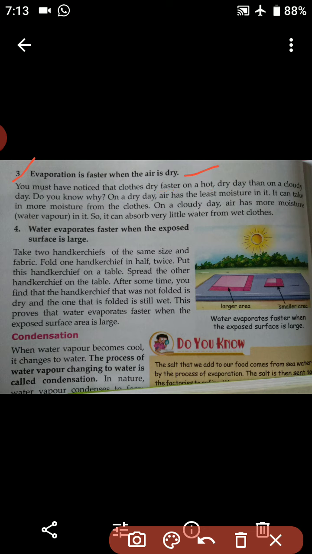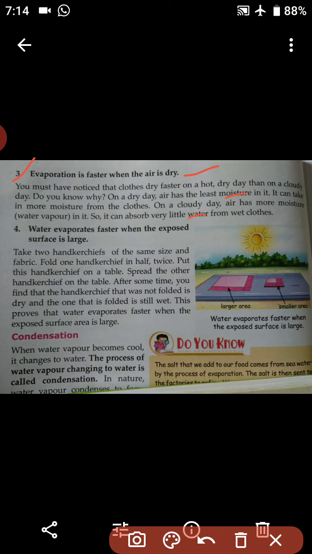Because on a dry day, what happens? Air has the least moisture in it. Moisture means water vapor. So what happens when there is a dry day? There will be less moisture in the air, so it can take in more moisture from the cloth.